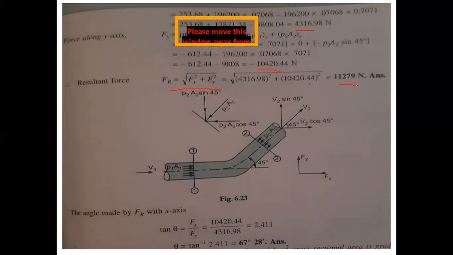Once you got the Fr value, you have to go for tan theta. Tan theta is equal to Fy by Fx. Substituting those values, you are getting tan theta 2.411. Therefore, theta is equal to tan inverse of 2.411, that is equal to 67.28 degrees. So like this, you can solve a number of problems whenever you get such problems in the exam.